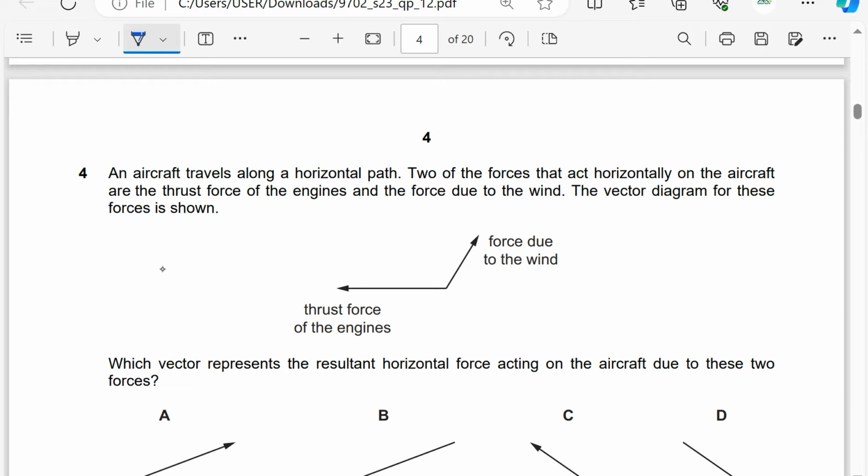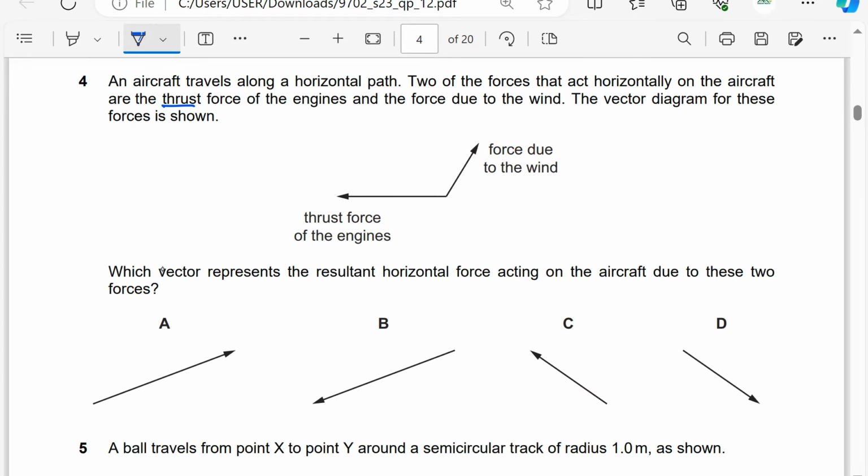An aircraft travels along a horizontal path. Two of the forces that act horizontally on the aircraft are the thrust, the force of the engine, and the force due to the wind. The vector diagram for these forces is shown. Which vector represents the resultant horizontal force acting on the aircraft due to these two forces? The resultant horizontal force.